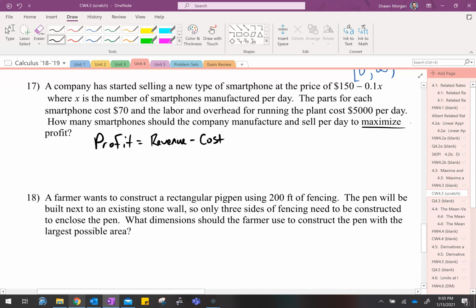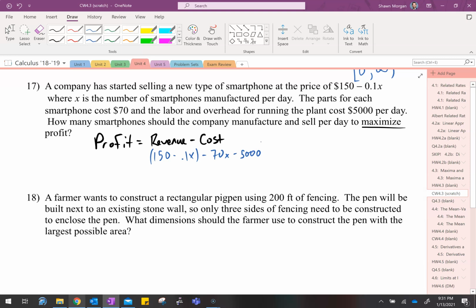All right. So let's figure out what's our function for revenue. The price per cell phone, which we would be given in that first line, is going to be 150 minus 0.1x. That's going to be revenue, the money that I'm making per phone. And then I'm going to subtract from that the cost. Now the cost, it says parts for each smartphone is $70. So 70x would be the cost per phone. And then I also have the overhead to consider, which would be $5,000 a day. So minus 5,000 per day.